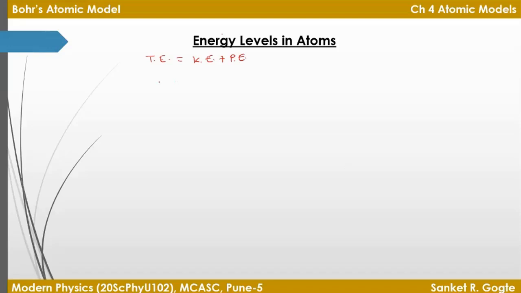So now, to get the kinetic energy, I start with this relation. mv square is equal to 1 by 4 pi epsilon 0 times z e square by r.